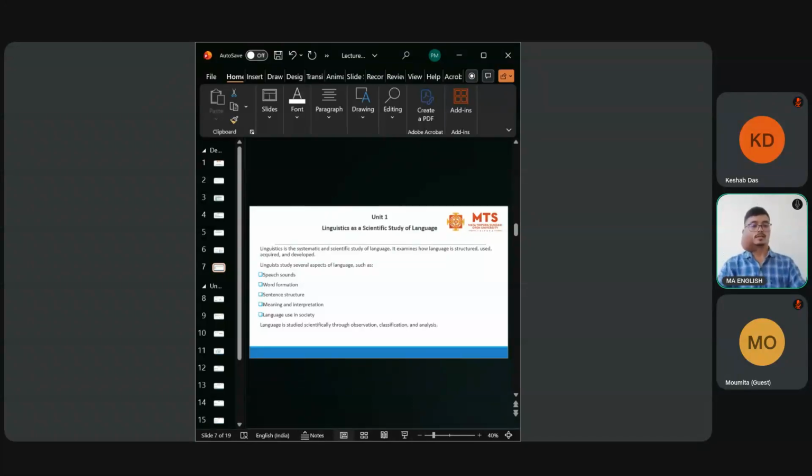Now, what exactly do linguists study? Who are linguists? A person who deals with language or linguistics is called a linguist. And now, as a student, you are a linguister. A student of linguistics is called a linguister. A person who deals with linguistics or the study of language is known as what? Linguist.